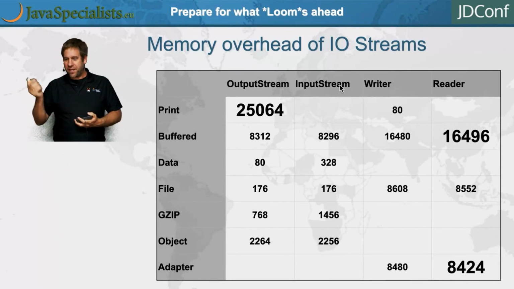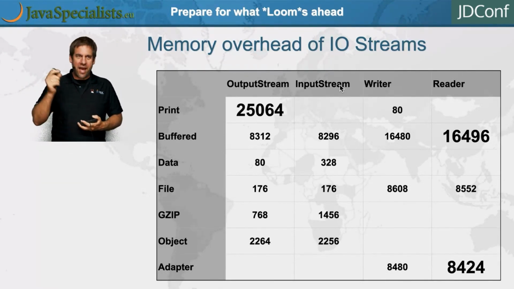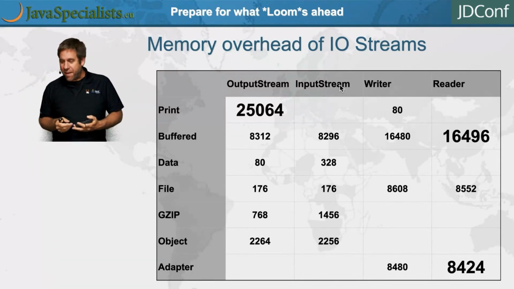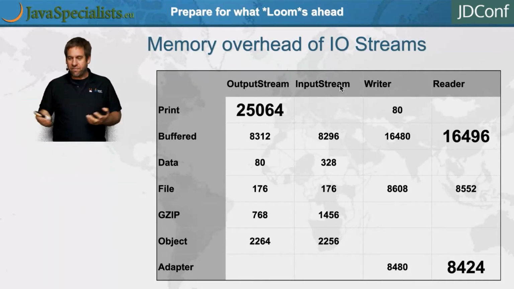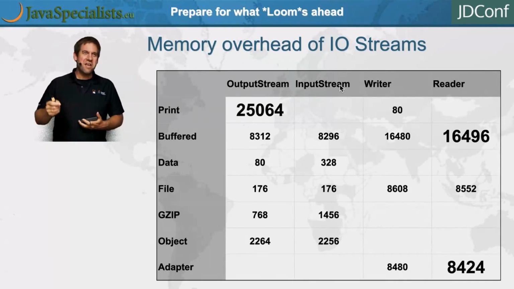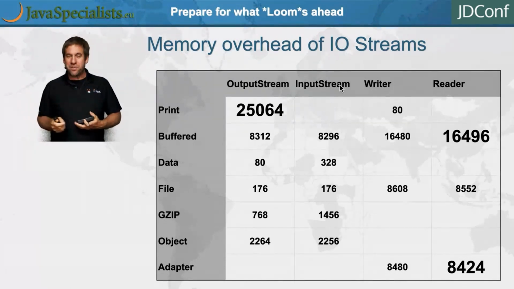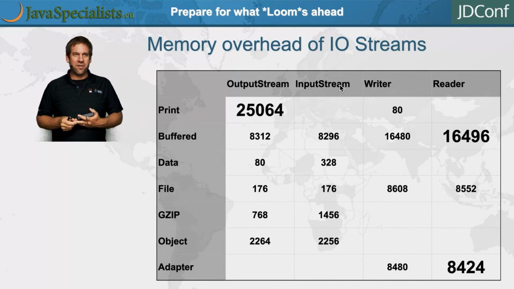Your buffered reader is 16 kilobytes because it's an 8K char array, which is 2 bytes per char. And then you've got the adapter, which is 8 kilobytes, input stream reader, 8 kilobytes. So altogether, it's like 50 kilobytes per buffered reader and print stream pair. So be very careful with that code.